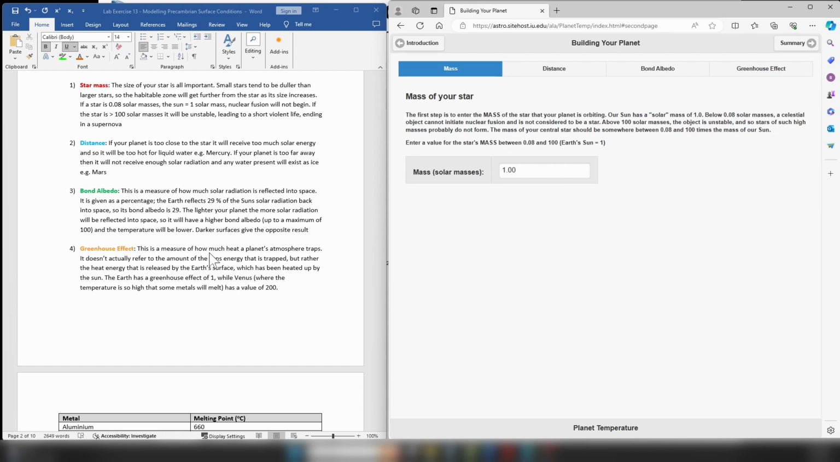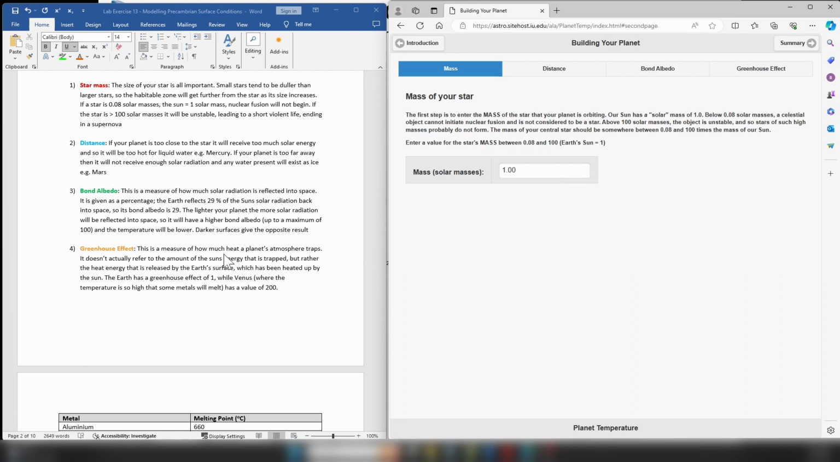And this is a measure of how much heat a planet's atmosphere traps. Now, typically, when you think of the greenhouse effect, you imagine solar radiation coming from the sun, passing through our atmosphere, and you think it's that solar radiation that's getting trapped by the greenhouse effect. It's not. The greenhouse effect is actually produced by solar energy passing through our Earth's atmosphere, hitting the Earth's surface, and heating up the Earth's surface. And then the Earth's surface will re-radiate that heat back out towards space.